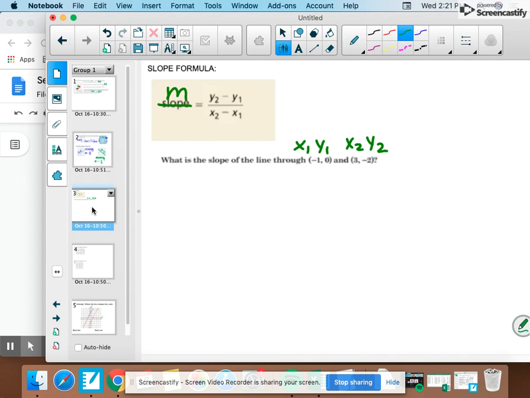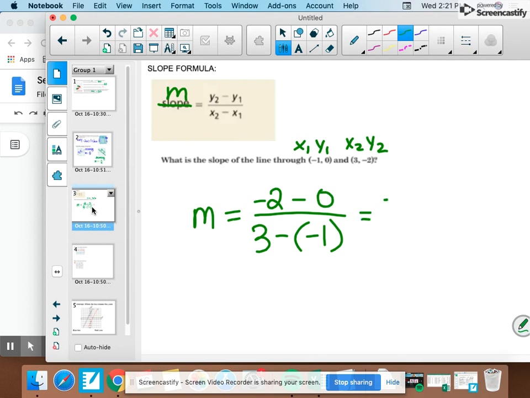Now if we plug it into the formula, we have m equals y2, which is -2, minus y1, which is 0, over 3 minus x1, which is -1. On the top, that's going to simplify to -2. Minus a negative is the same thing as plus, so 3 plus 1 is 4. Then we have to reduce that and make it in simplest form. If I divide the top and bottom by 2, I get -1 over 2 as the slope of the line that goes through those 2 points.